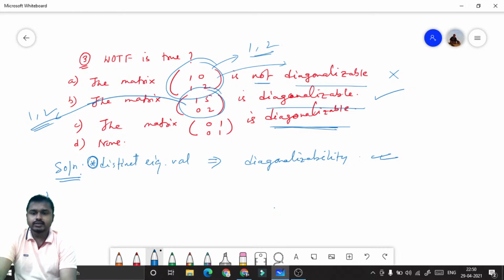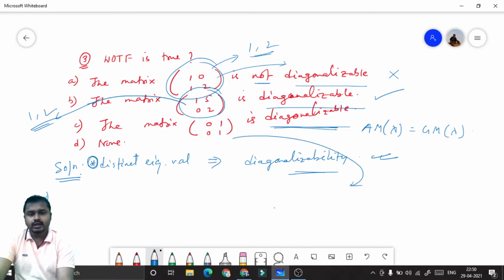Just wait a moment. Distinct eigenvalues immediately imply diagonalizability. Fine, but one necessary condition is that the algebraic multiplicity of each eigenvalue, say lambda, should be equal to the geometric multiplicity of that particular eigenvalue. Okay, here you can check a matrix A.